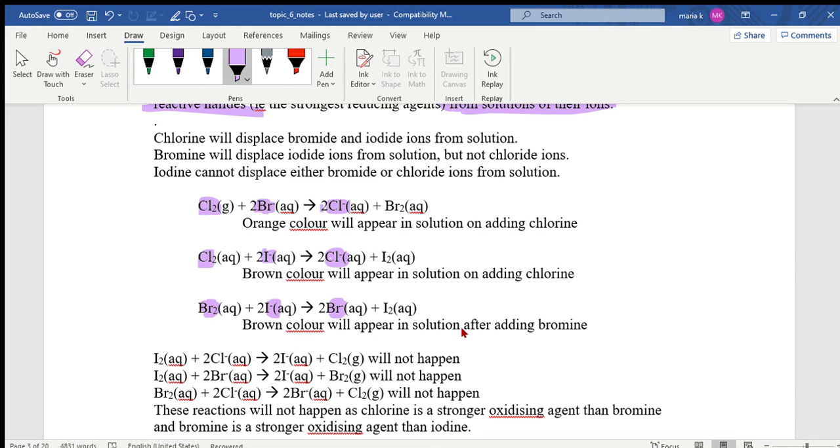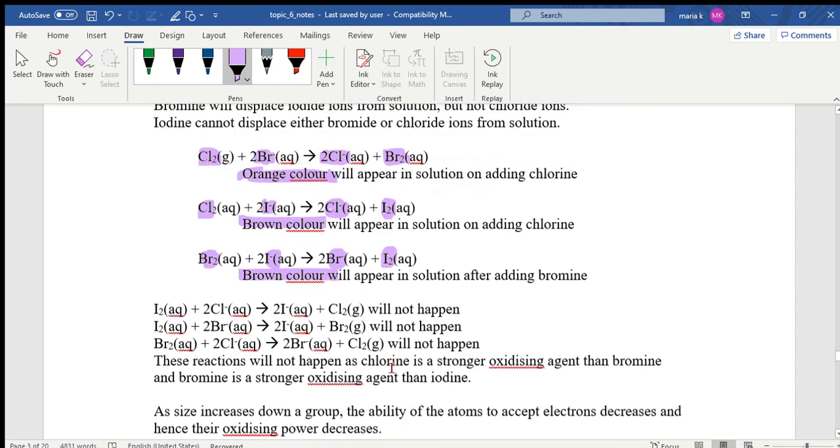Now, bromine ions are orange, remember, orange. And so it gives out that orange color because there's orange gas happening. Now, iodine is quite brown, and so, there we go, brown. And this also will result in a brown color, orange color for bromine. Remember that.